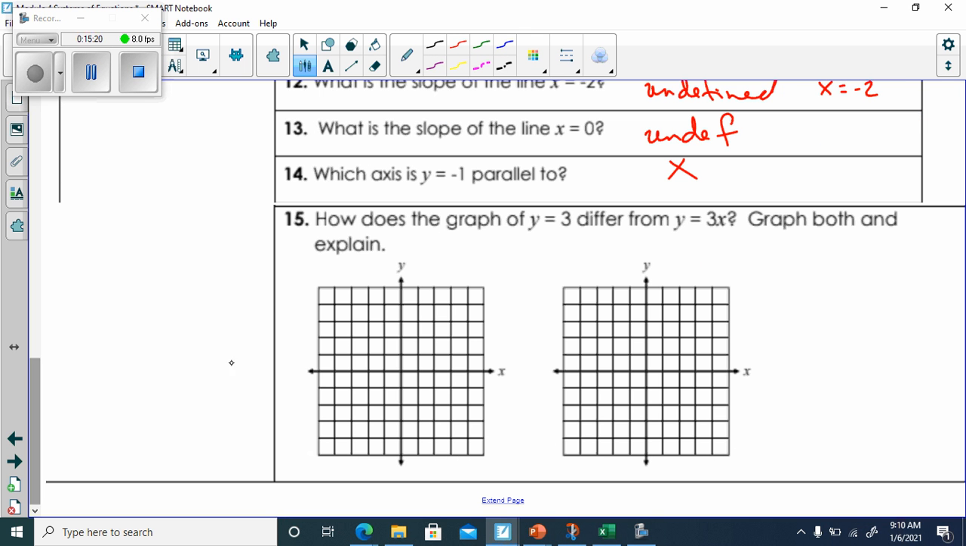And then this is a very important one. How does the graph of y is equal to 3 differ from y is equal to 3x? Okay, y is equal to 3 is going to go through the y-axis at 3. 1, 2, 3. It goes through the y-axis at 3.